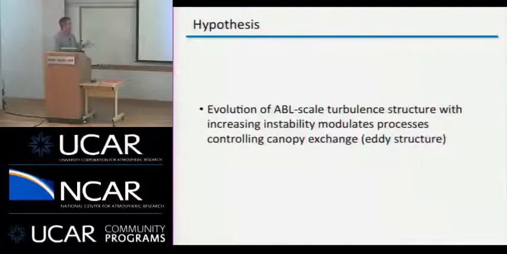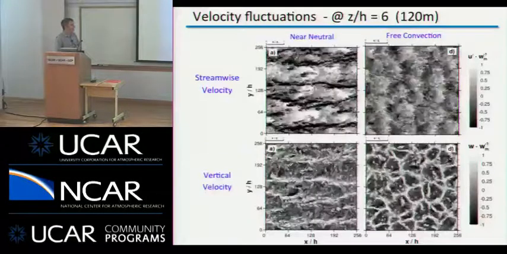So we'd like to ask a question, or we hypothesize, that the evolution of these ABL structures modulates and impacts the processes controlling canopy exchange down at the top of the trees. So we'll go into that a little bit here.